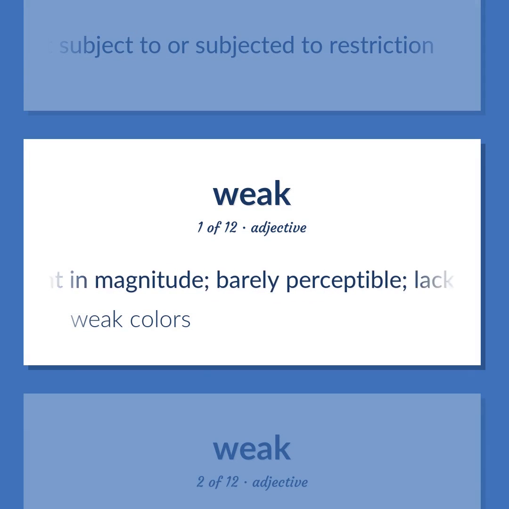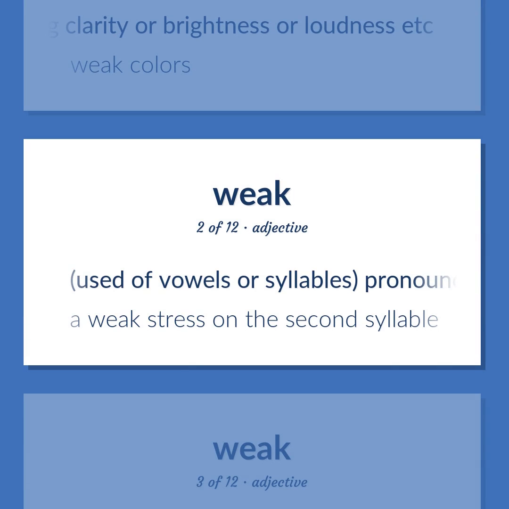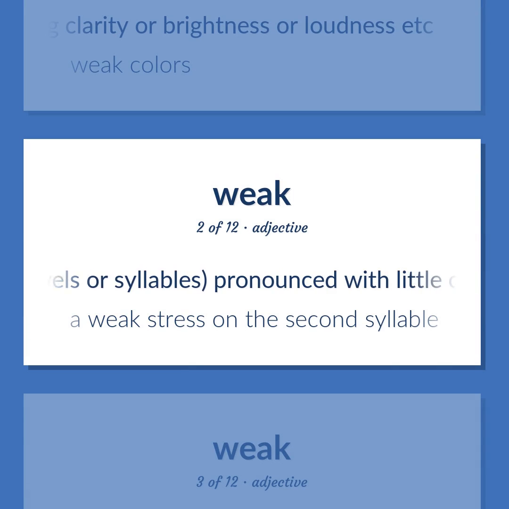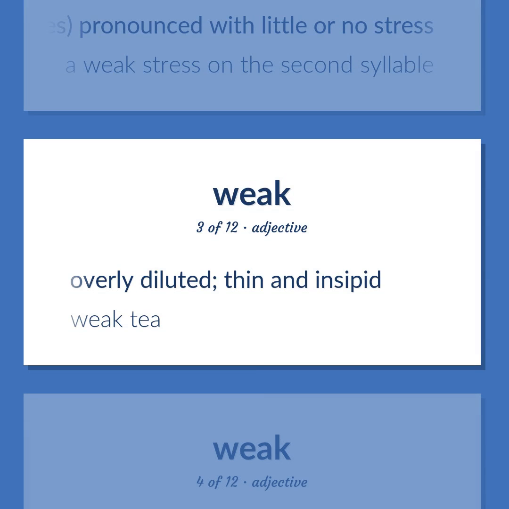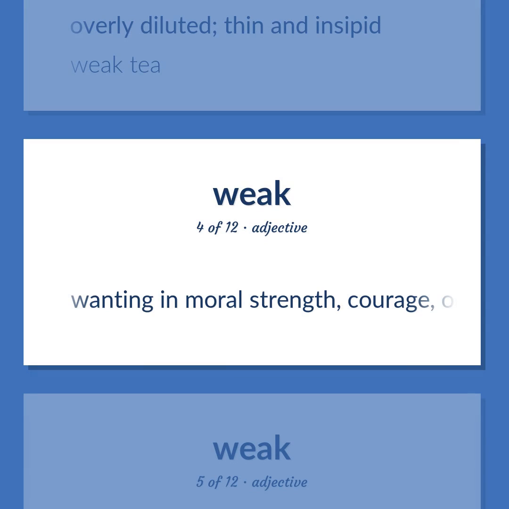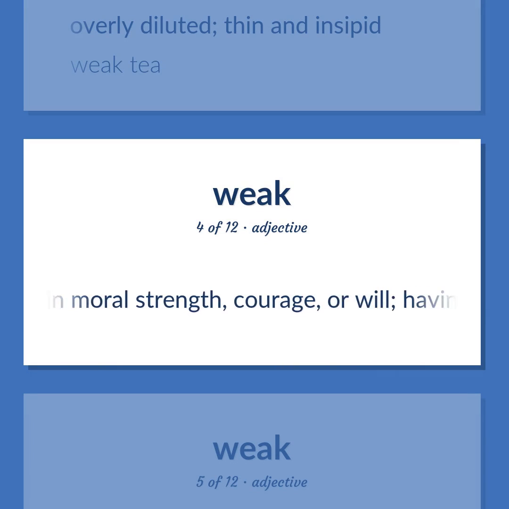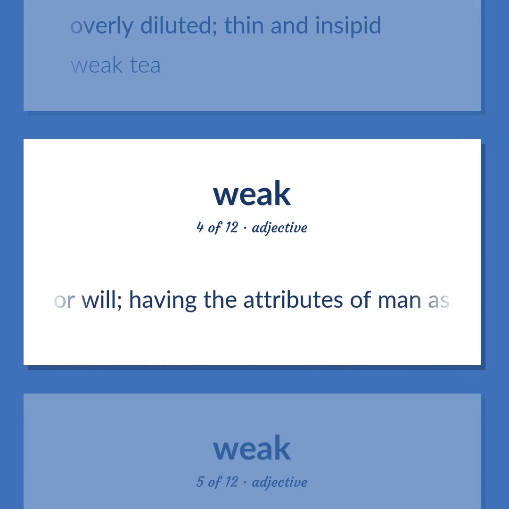Deficient in magnitude. Barely perceptible. Lacking clarity or brightness or loudness, etc. Weak colors. Used of vowels or syllables, pronounced with little or no stress. A weak stress on the second syllable. Overly diluted, thin and insipid. Weak tea. Wanting in moral strength, courage, or will, having the attributes of man as opposed to e.g. divine beings.